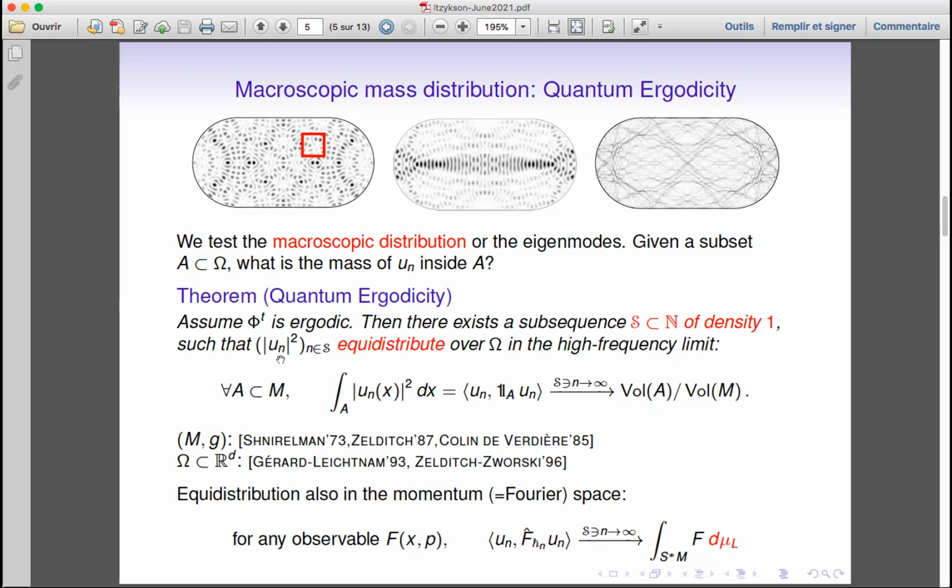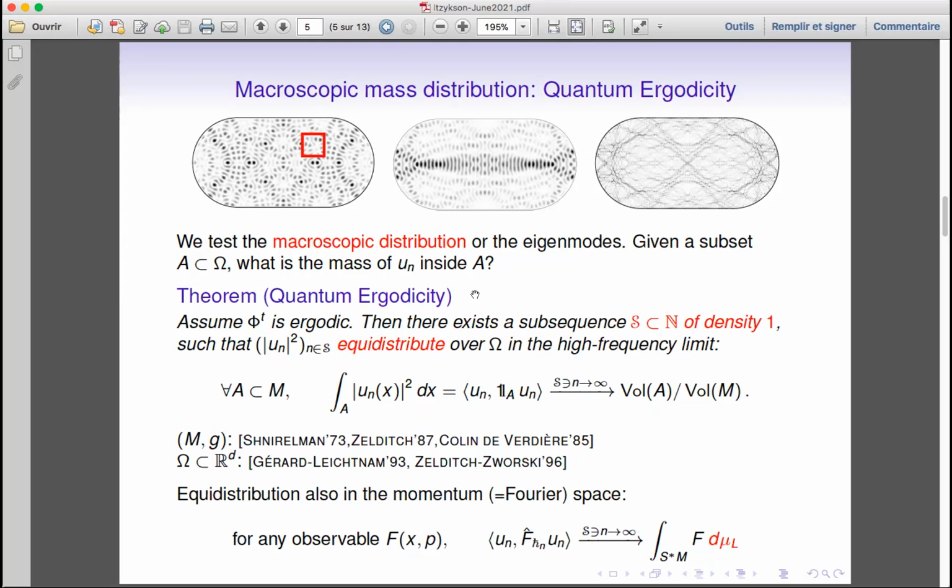They do not equidistribute at the microscopic scale, because at microscopic scale there are oscillations on the wavelength scale, of course. These oscillations do not disappear, they become thinner and thinner. But if you just look at macroscopic scales, these densities converge to unity. They become flat. So this is what we call equidistribution, and this is what we call quantum ergodicity.